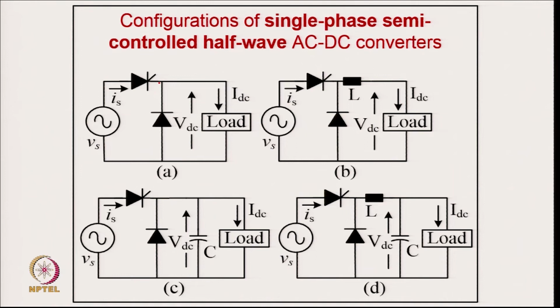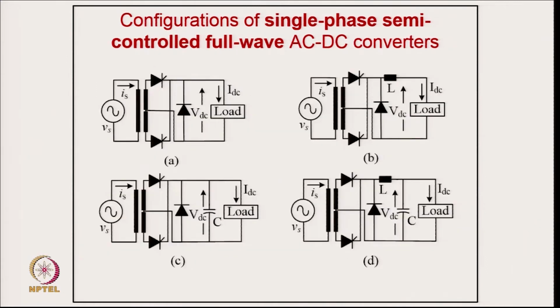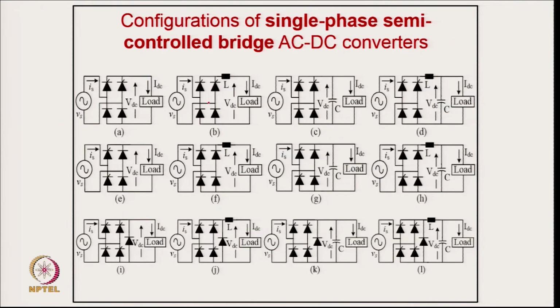Now we are coming to semi control. You have a half wave semi controlled converter, because you have one thyristor and one diode. When the thyristor conducts, you have energy. After that, if the load is inductive, you have freewheeling action. Here you provide an inductive load, or a capacitive one, or an LC filter. This is what we call the semi controlled half wave converter, and this is the full wave semi controlled converter. Freewheeling is provided in different ways depending on the circuit, and then you have a bridge configuration with different kinds of filters.